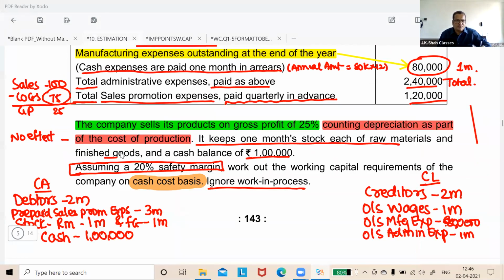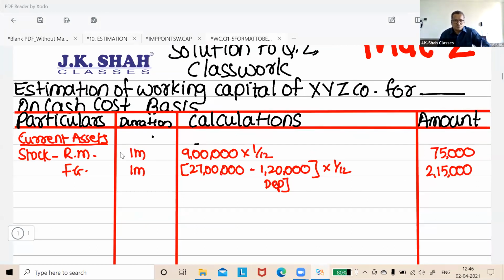So we are done with the raw material stock. We're done with the finished goods stock. So let's focus on debtors. Debtors, what? 2 months. Okay. So wait a minute. Somebody has given me the answer. Wait a minute. We have to do that working adjustment for safety margin. Now, is it told to you something like that, 25% is on cash or something? No. So you can directly go.